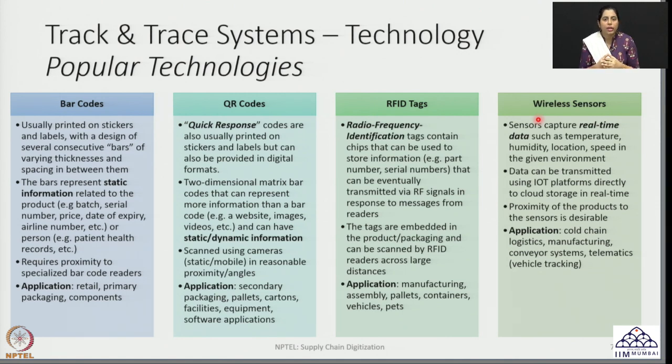Knowing this information is very useful because this will give us an idea as to how well the product is actually handled during transport and what would be the final condition of the product at the end of it before it can be used either for another process, let's say manufacturing, or for consumption directly. So to know the status in real time is also very important in many cases. In such cases, we can have wireless sensors that are used to monitor on a real-time basis and capture information with respect to the product as it moves through the system.